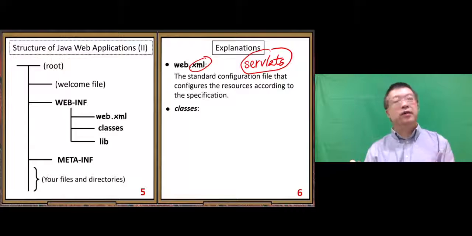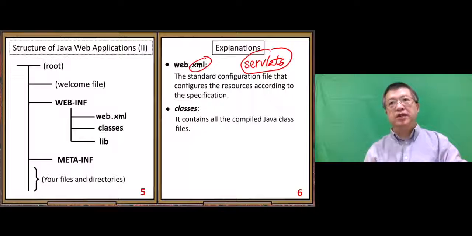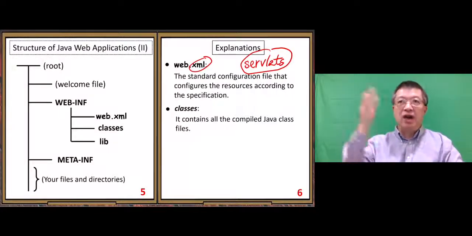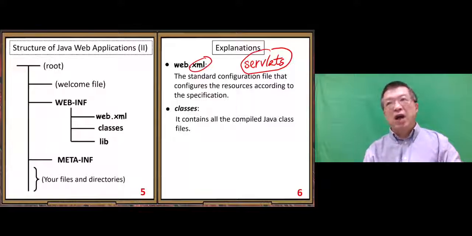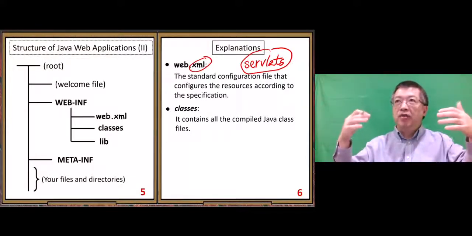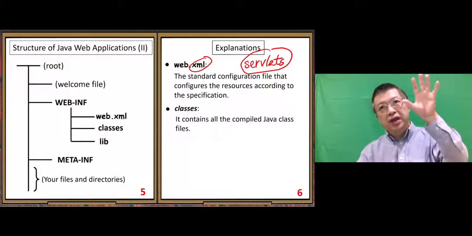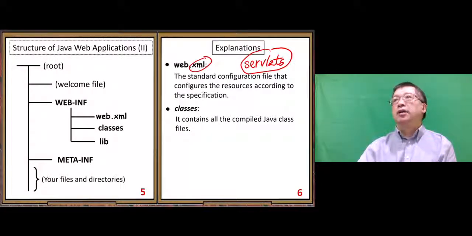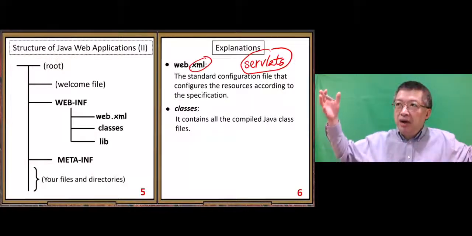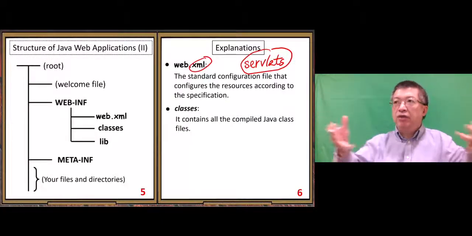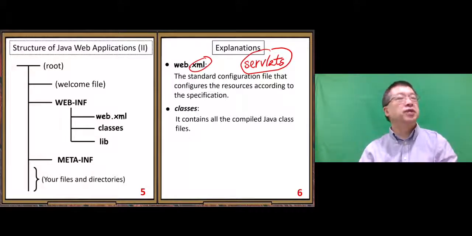Classes, the lowercase classes folder. From the name, you can see it contains all the compiled Java class files. All your Java source code must be compiled before you deploy into the Java server. After you compile, you copy and paste the files inside this folder. Then the JVM can load these Java files automatically, so you do not need to do anything. The JVM just loads everything inside this folder.